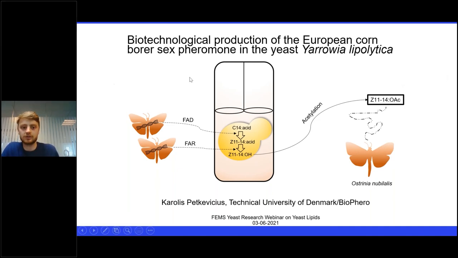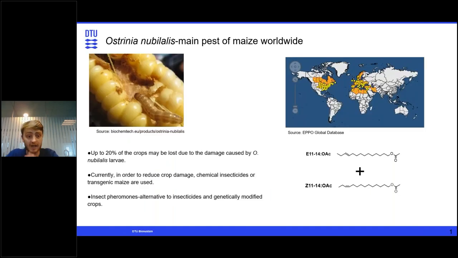Yes, hello everyone, and thanks for the introduction. My name is Karolis, and I will be talking about insect sex pheromone production in the yeast Yarrowia lipolytica, and specifically I will focus on production of the European corn borer sex pheromone. The reason why this insect is interesting is that it is the main pest of maize worldwide. It is distributed in North America, North Africa, and Europe. If measures are not taken, up to 20% of the crops might be lost due to damage caused by this insect.